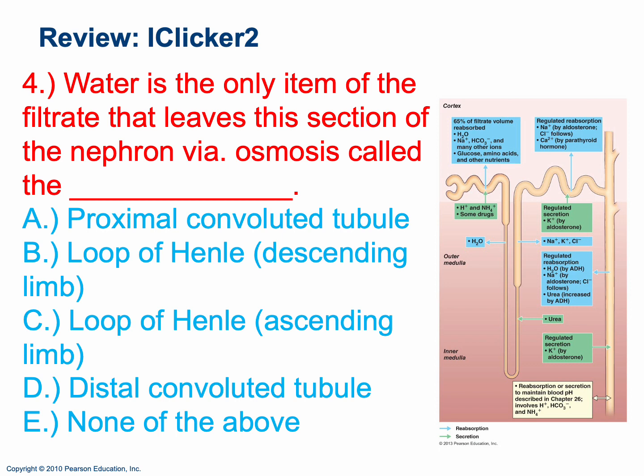All right, number 4, water is the only item of the filtrate that leaves this section of the nephron through osmosis called the what? So what would be the correct answer here? And the correct answer would be choice letter B, the loop of Henle descending limb.